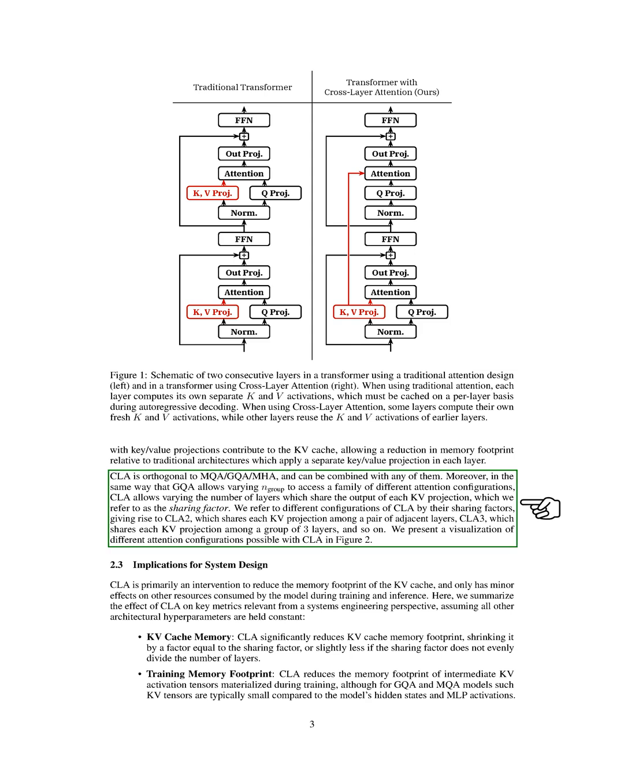CLA can work alongside MQA, GQA, and MHA, and offers flexibility in adjusting the number of layers that share the output of each KV projection, known as the sharing factor. Different configurations of CLA, such as CLA2 and CLA3, determine how many layers share each KV projection. By varying the sharing factor, we can explore a range of attention configurations with CLA.